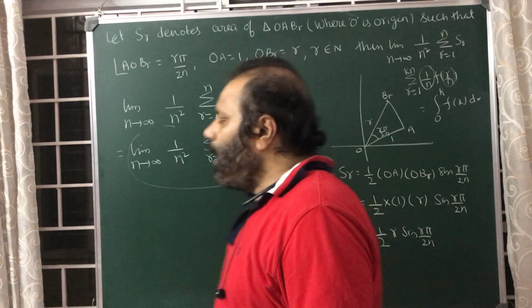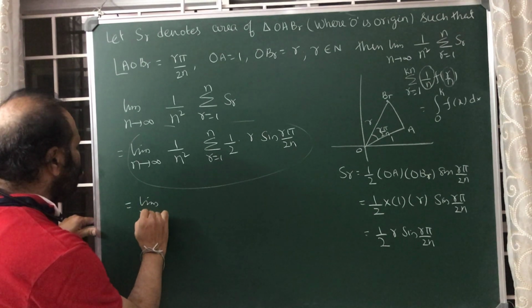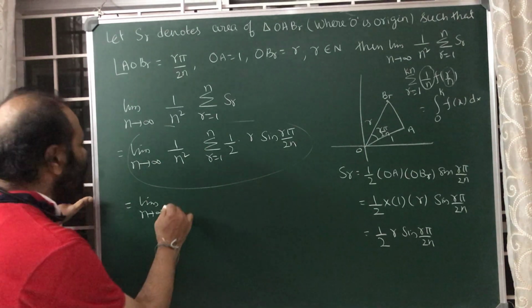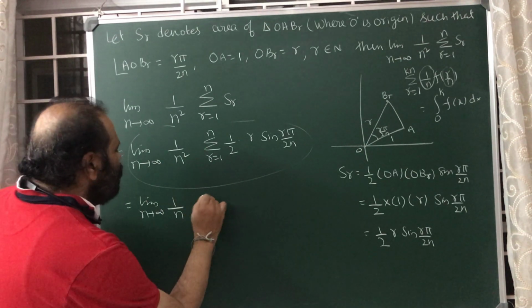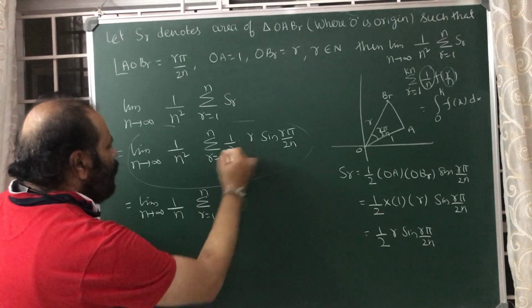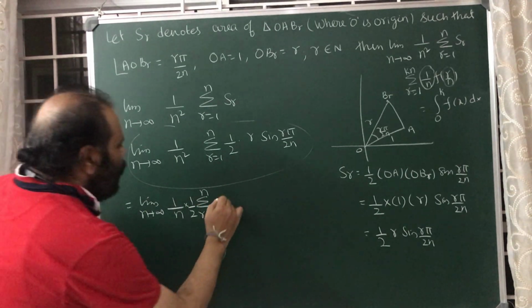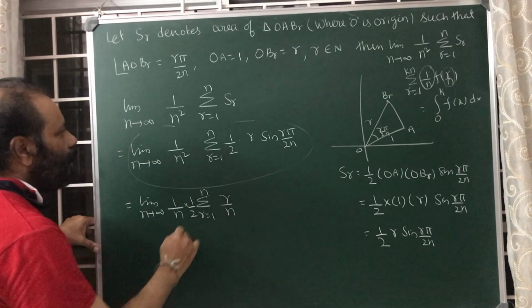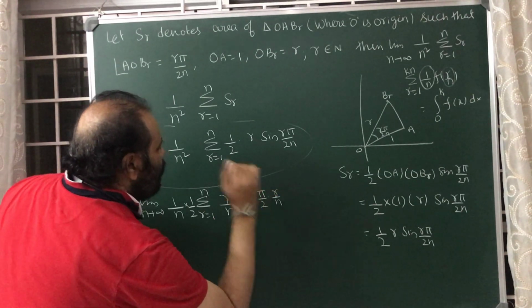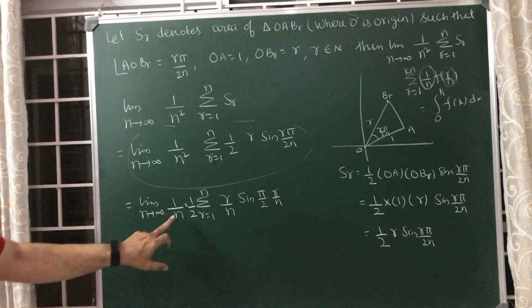Now in this way, this is nothing but limit n tends to infinity. Because it is independent of n, you can bring this 1 by n inside. 1 by n into sigma r equals 1 to n. Better you write 1 by 2 outside, 1 by 2 sigma r equals 1 to n. So I want to use one more n here, r by n into sine pi by 2 into r by n. So whenever you find r by n, just replace r by n with x and 1 by n with dx.